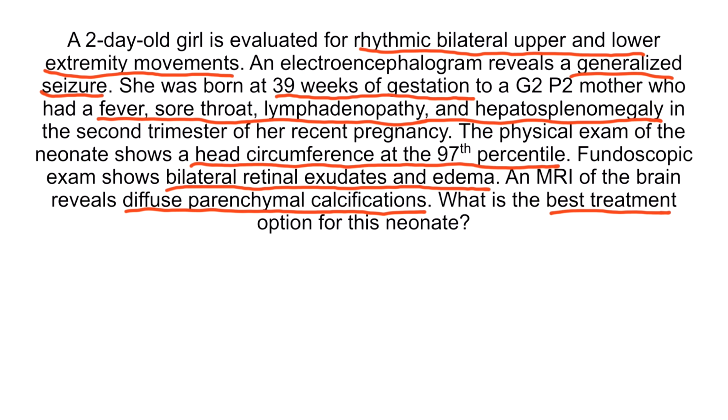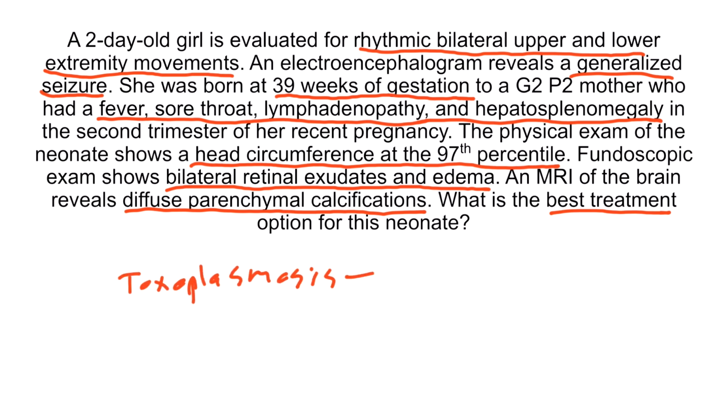All right, this neonate has a head circumference at the 97th percentile, which is consistent with macrocephaly. In this case, her macrocephaly is most likely due to hydrocephalus. She also has bilateral retinal exudates and edema consistent with chorioretinitis. Finally, her brain MRI reveals diffuse parenchymal calcifications. The triad of hydrocephalus, chorioretinitis, and diffuse intracranial calcifications is consistent with congenital toxoplasmosis.